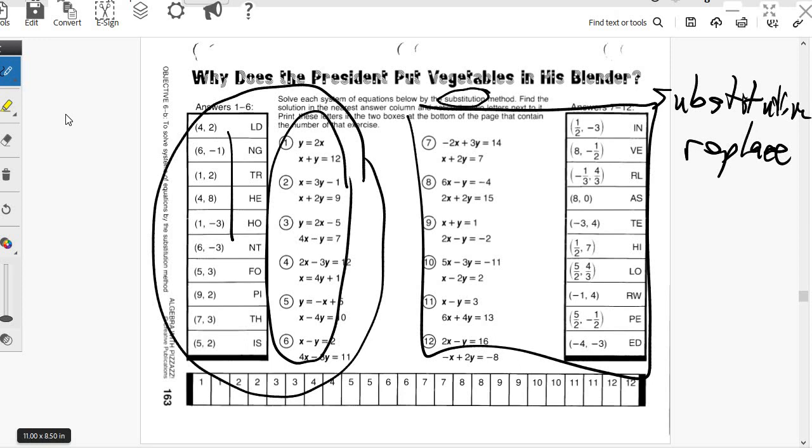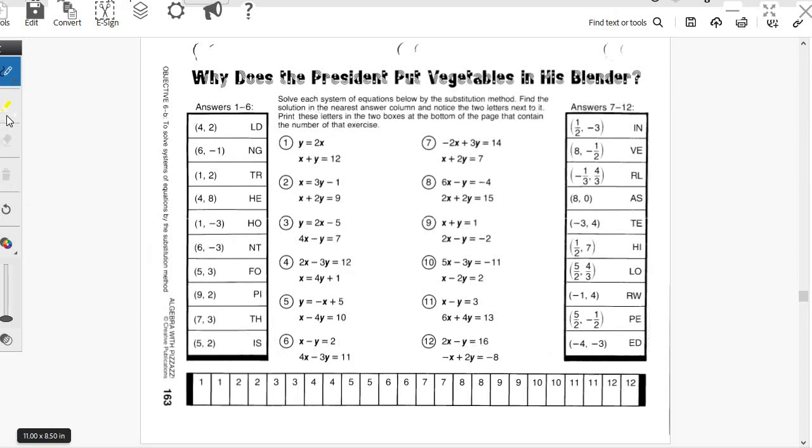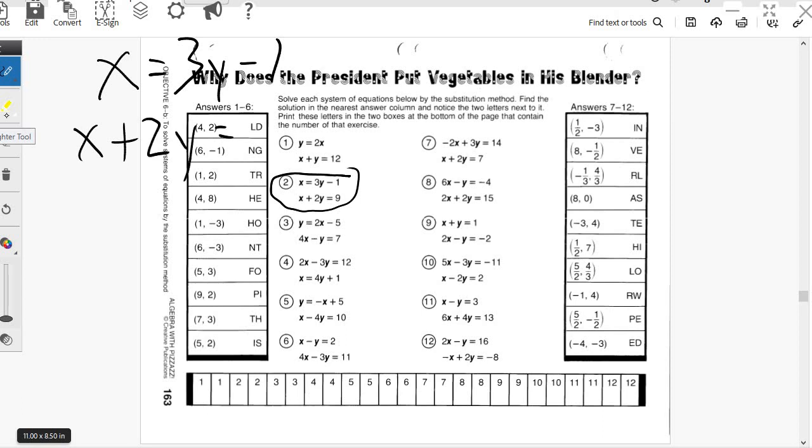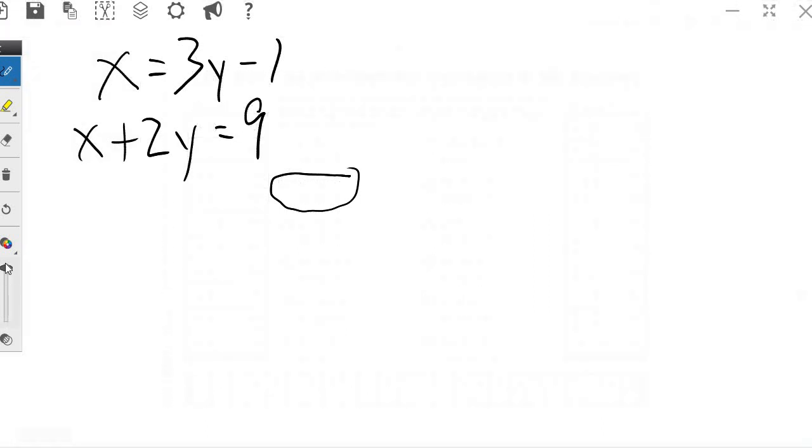And once again, the reason why we use this is it's self-checking. If you find that the solutions do not work for those equations, then you did something wrong. So the best way to learn is actually to show you some examples, and I'm going to start with number 2. Number 2 reads x is equal to 3y minus 1, and x plus 2y is equal to 9. You're asked to find a value for x and y that would make both these equations true.